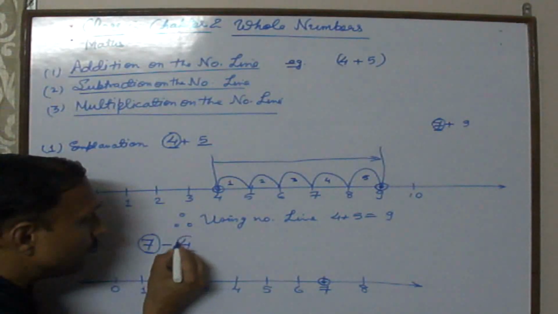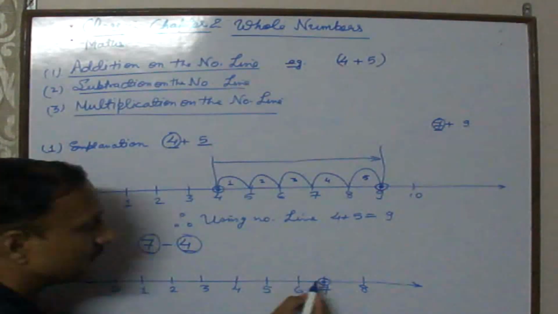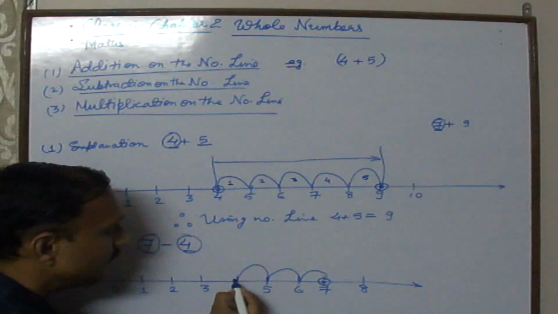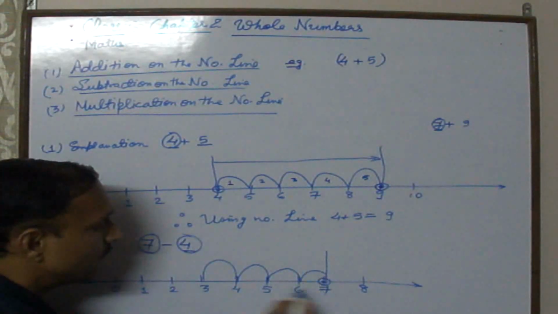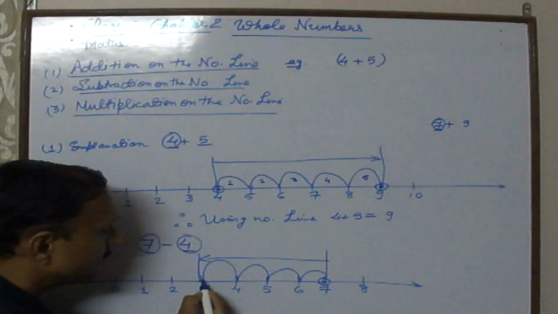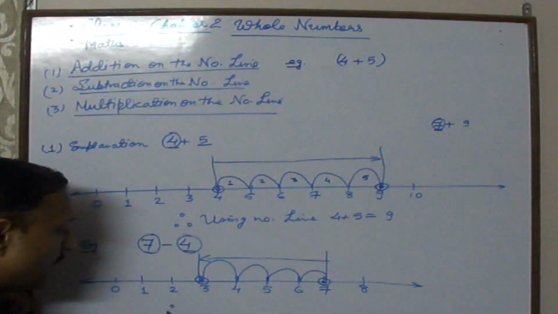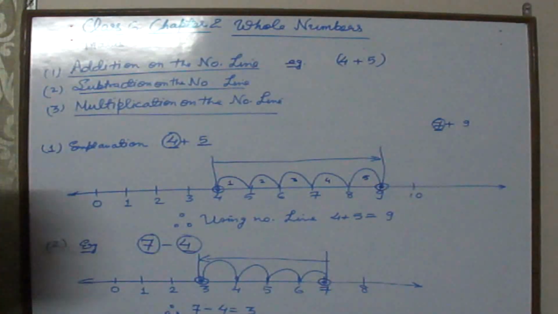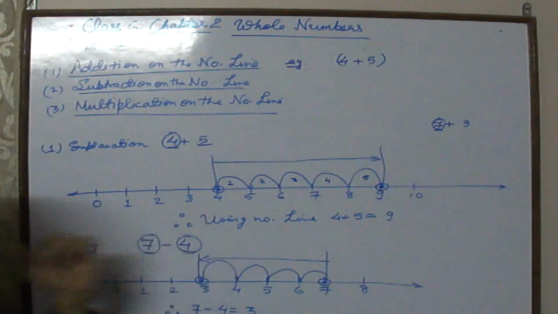So let us move 4 points towards the left. 1, 2, 3 and 4. So where will we reach? We are reaching at 3. So therefore we can write 7 minus 4 equals 3. So in a very easy manner we can subtract on the number line, and we can add on the number line.